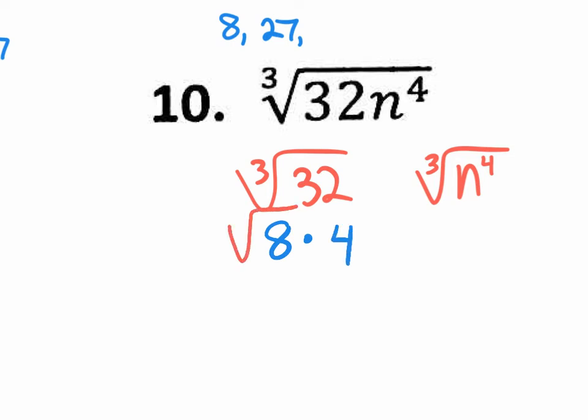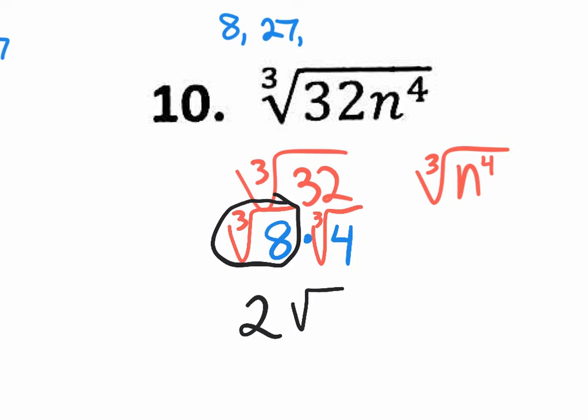And when I split the root, and I'm talking about 3rd roots here, I could actually do the 3rd root of 8. The 3rd root of 8 is the nice, beautiful number 2. Now the 3rd root of 4, you can't really do that, so just bring it down. So you really have 2 times the 3rd root of 4.